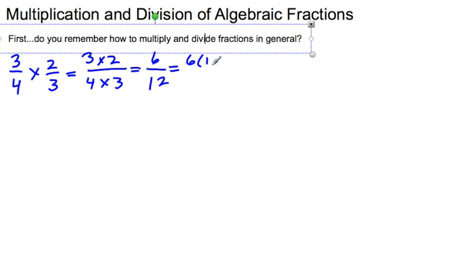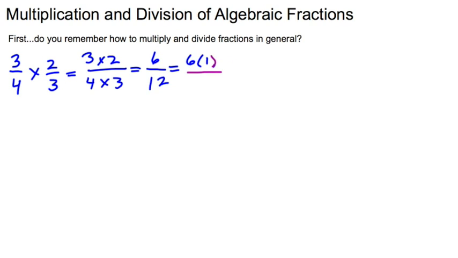And the greatest common factor between the two is 6. So what happens is our 6's cancel out, and we're left with our simplest form, which is 1 over 2.